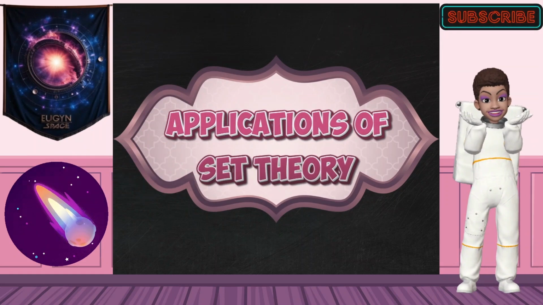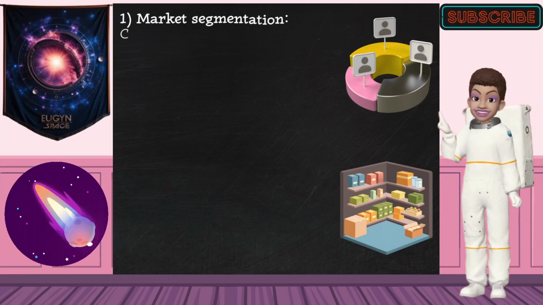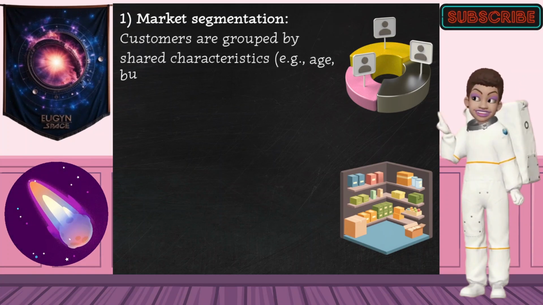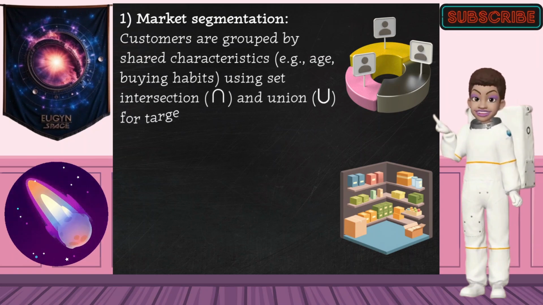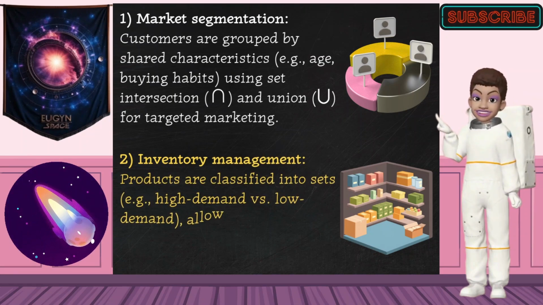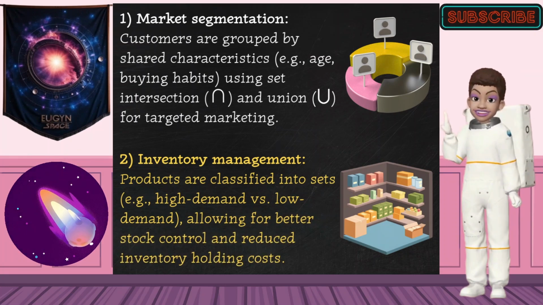Applications of set theory. 1. Market segmentation. Customers are grouped by shared characteristics, for example, age, using set intersection and union for targeted marketing. 2. Inventory management. Products are classified into sets, for example, high demand versus low demand, allowing for better stock control and reduced inventory holding costs.